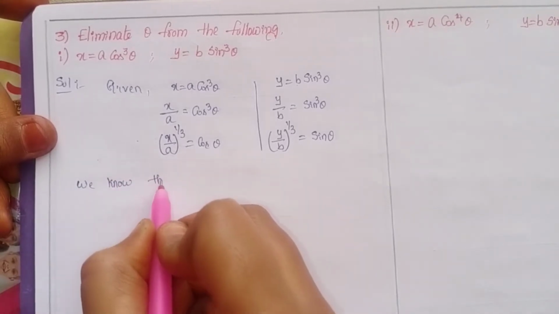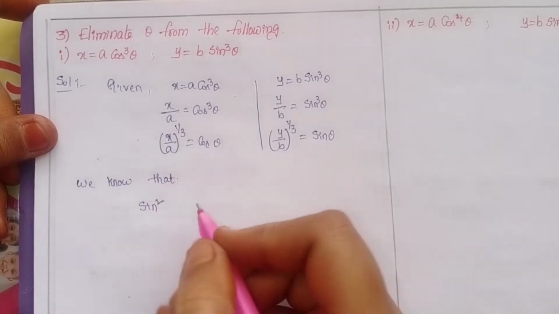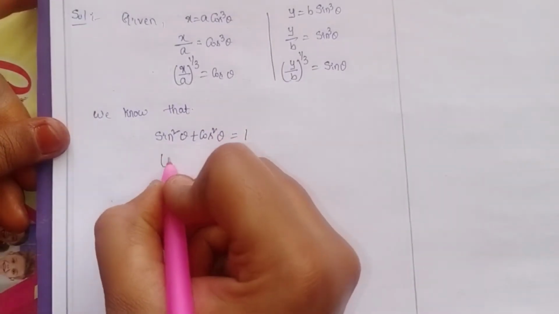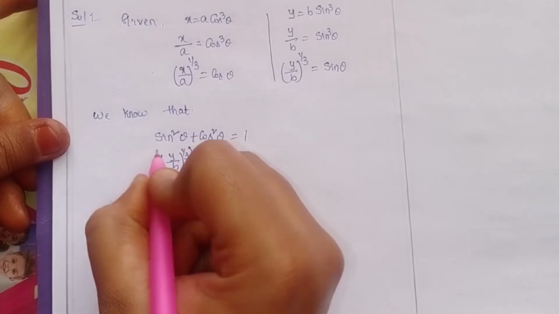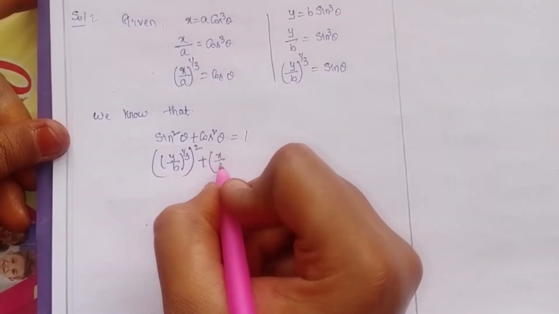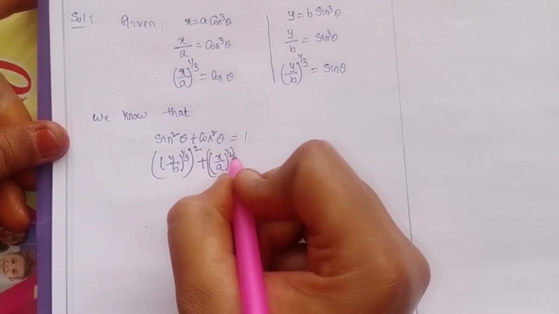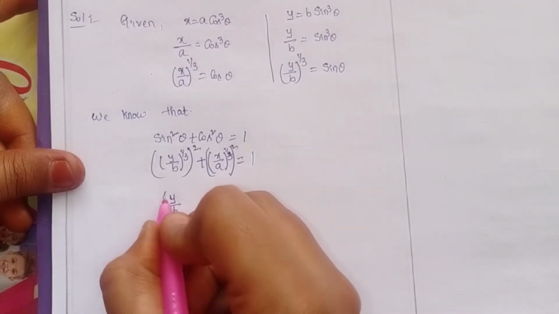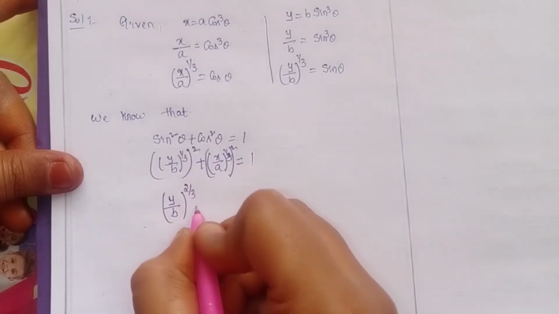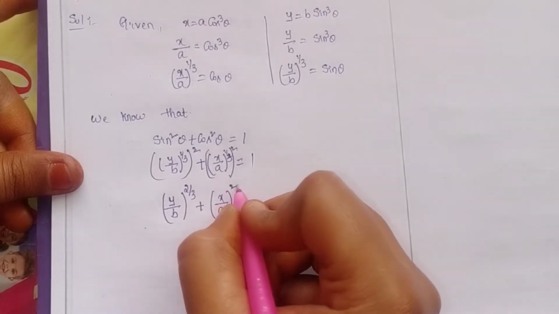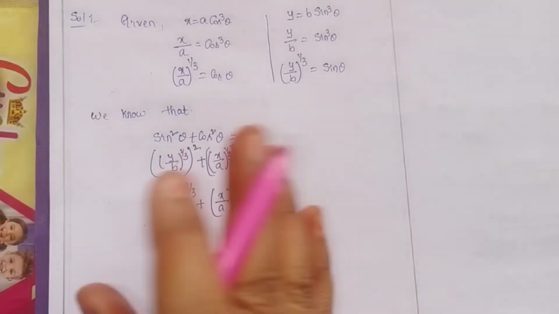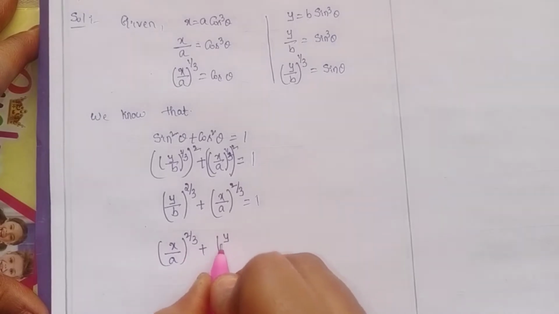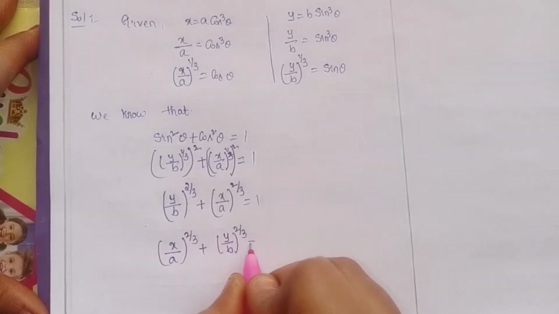We know one identity, that is sin square theta plus cos square theta equal to 1. Sin means (y by b) whole to the power of 1 by 3, whole square, plus cos means (x by a) whole to the power of 1 by 3, whole square, equal to 1. That means (y by b) whole to the power of 2 by 3 plus (x by a) whole to the power of 2 by 3 equal to 1. Now we write in order: (x by a) whole to the power of 2 by 3 plus (y by b) whole to the power of 2 by 3 equal to 1.